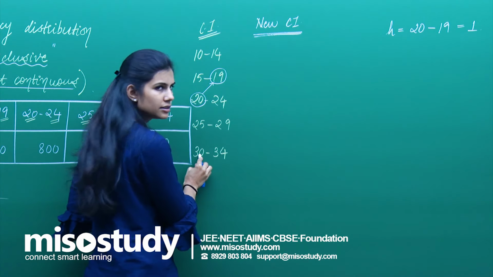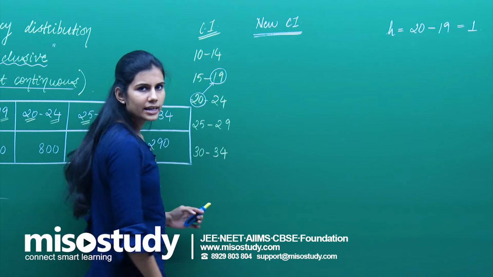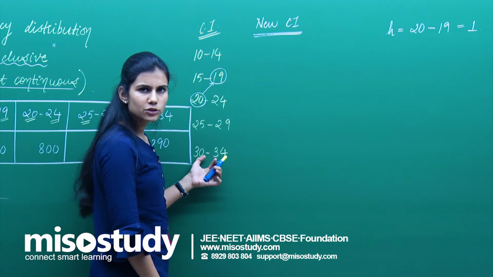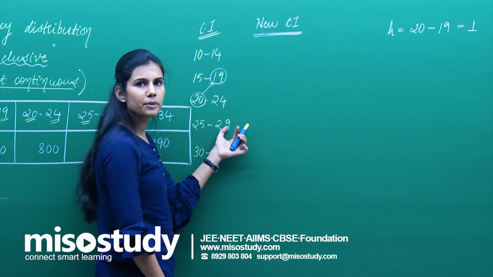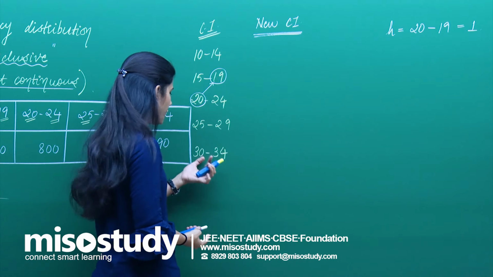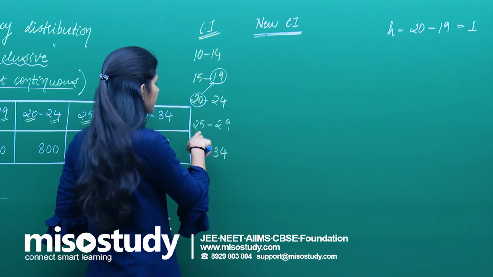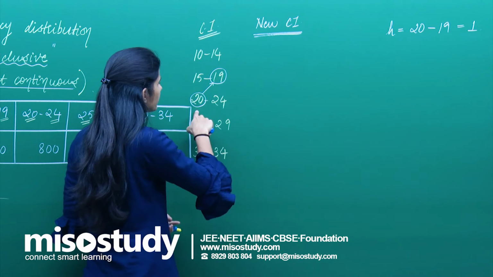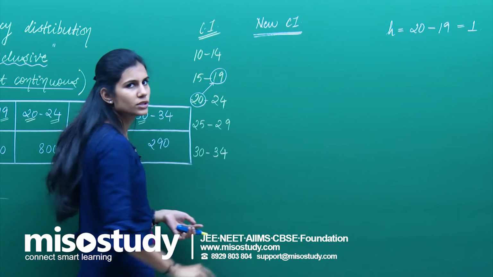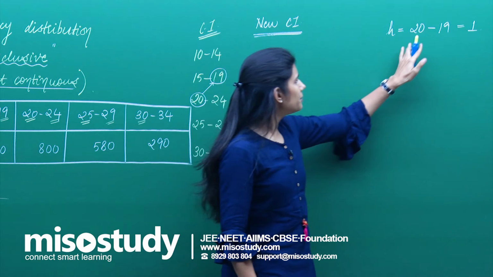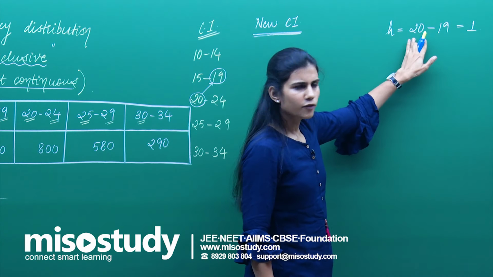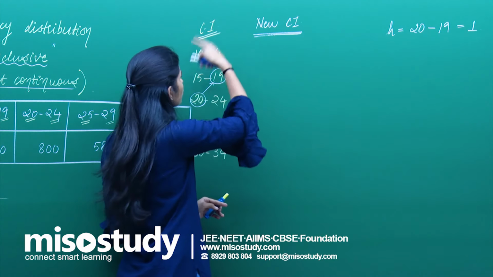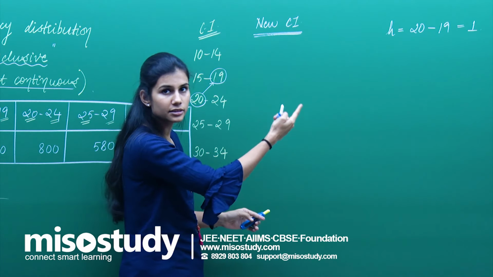Pick up 30 and pick up 29, because 30 is the lower limit of the 30 to 34 class interval and 29 is the upper limit of the just preceding class interval. 30 minus 29 is also 1. Similarly, 25 minus 24 is also 1. 20 minus 19 is 1. 15 minus 14 is 1. So you can pick up the lower limit of any class interval, of course not the first class interval, because then you don't have the upper limit of the previous class interval.